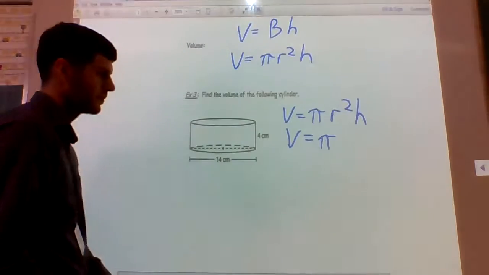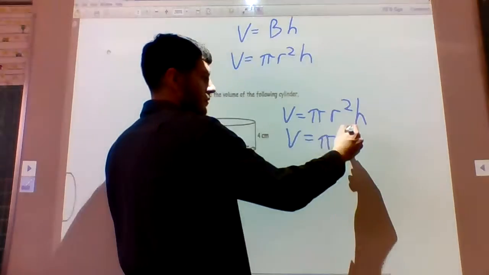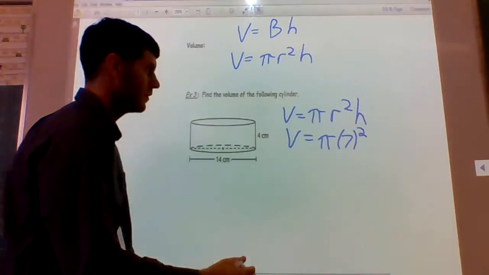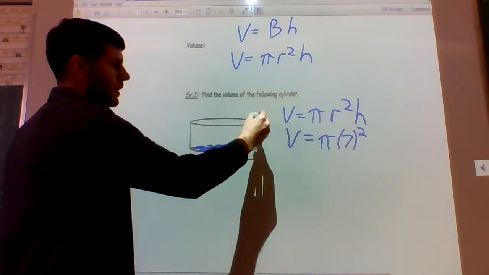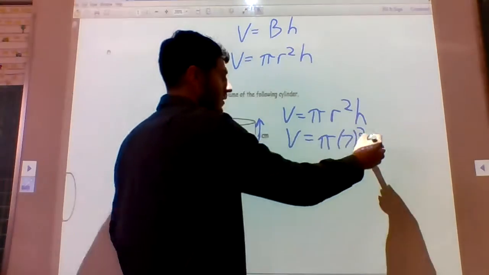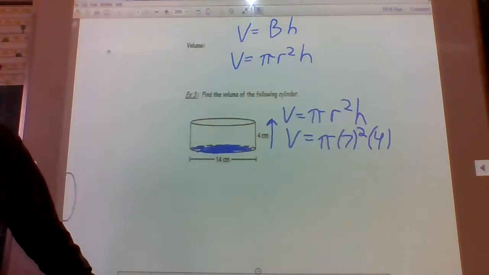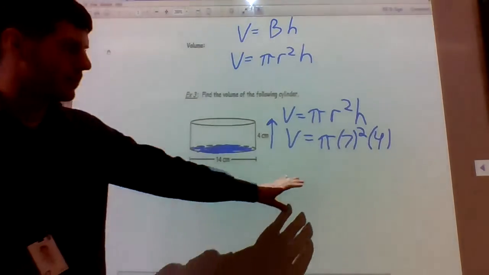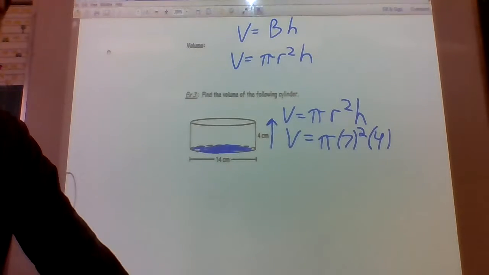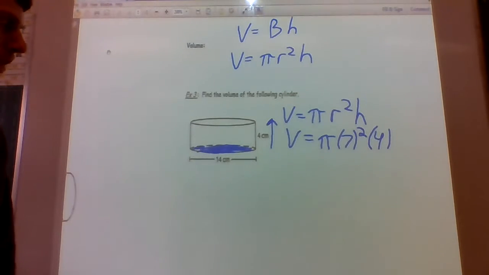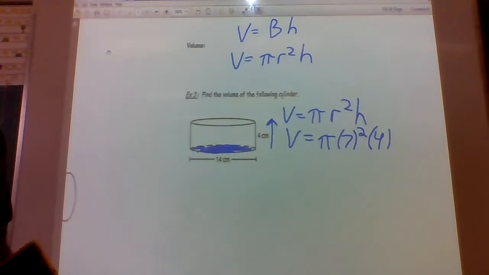The 14 is the diameter, so the radius is half the diameter, the radius is 7. So the area of the bottom circle here is pi times 7 squared, and then we want to multiply by the height. Think of this as a swimming pool. Think of an infinitely thin layer at the bottom of the swimming pool. That's going to be your pi times 7 squared, the amount of the bottom of the pool you're covering. And then you want to know how much water is in it, so you need to multiply that area by how high the water is.